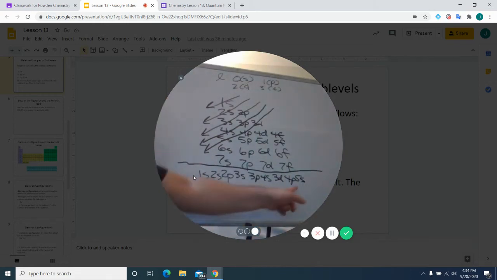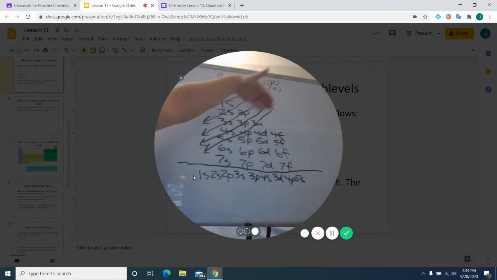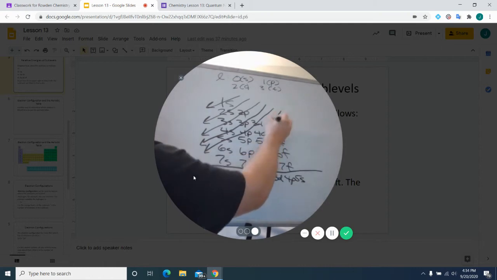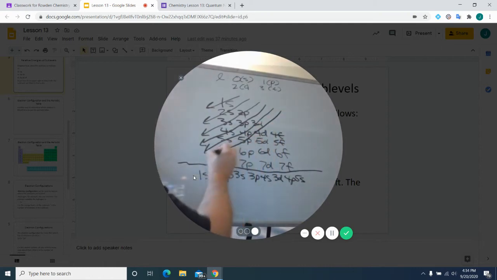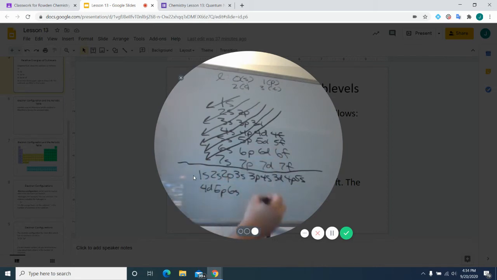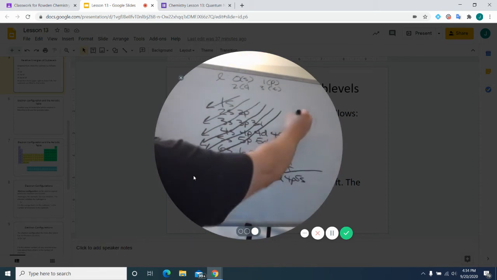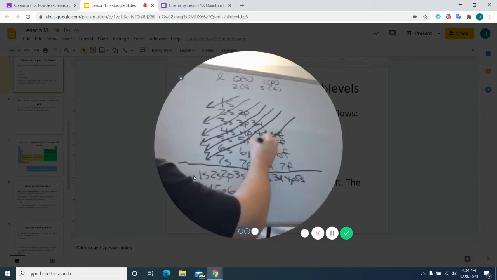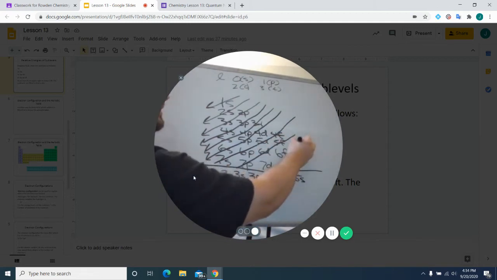It would be hard to just memorize it, but when you do this diagonal line, then you can see it. So let's do the next thing. The next thing is going to be 4D, 5P, 6S. That's how you'll do it. Then we'll go 4F, 5D, 6P, 7S, 5F, 6D, 7P, 6F, 7D, 7F.